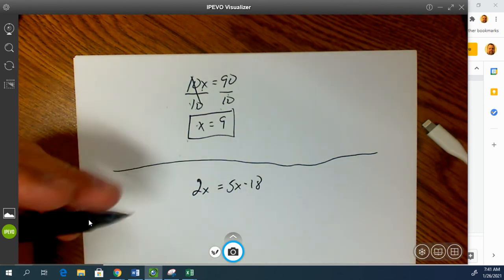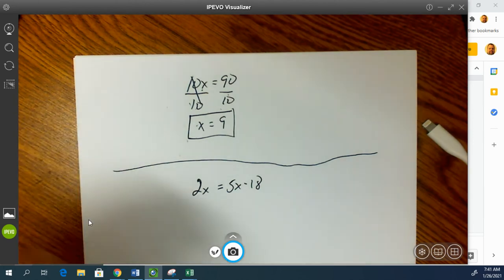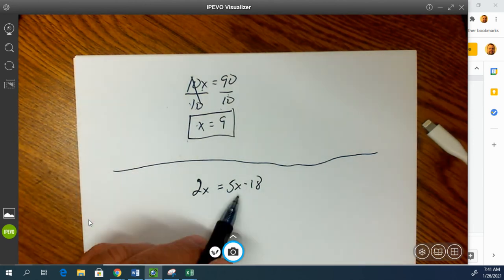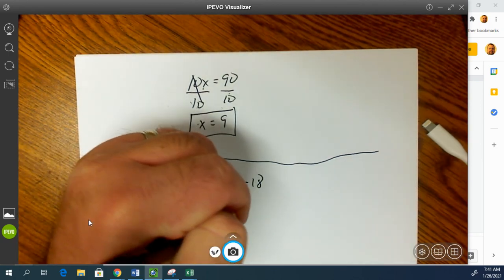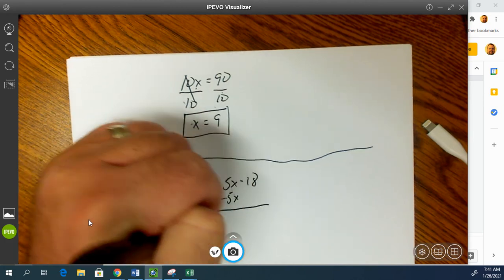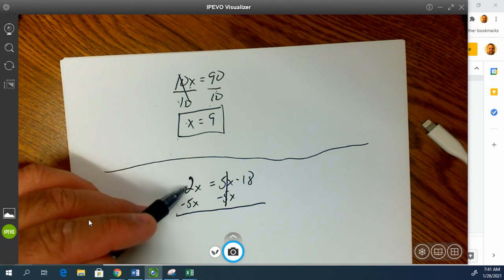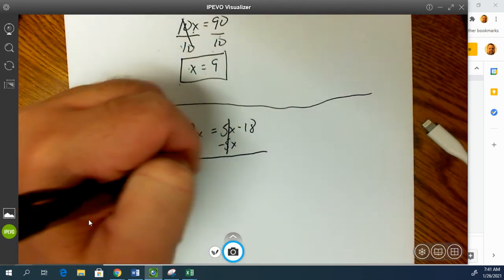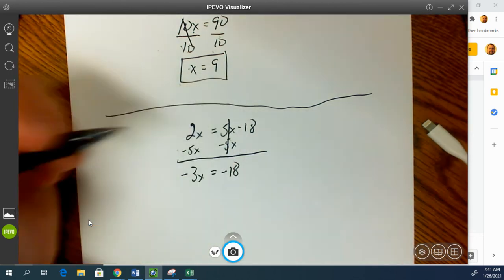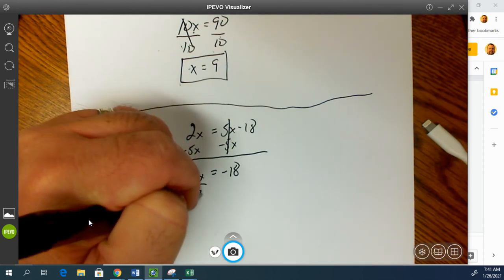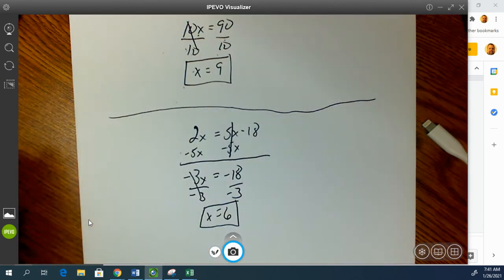Now, you can solve this in any way. You can move any of these that you want and just keep working around. I would probably move the 5x over to get the variables on the same side. So I'm going to subtract 5x from both sides. Some people would move the 2x since it's smaller. That's fine. You'll still get the same answer. Just a few more steps. So this is negative 3x equals negative 18. Divide by negative 3. X equals 6.